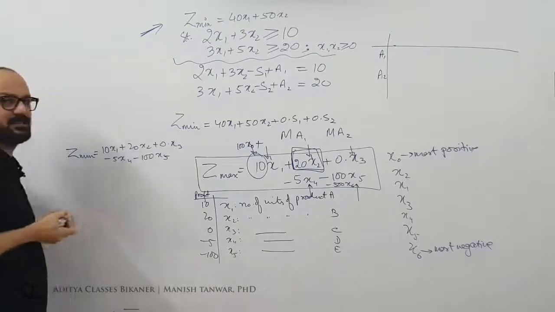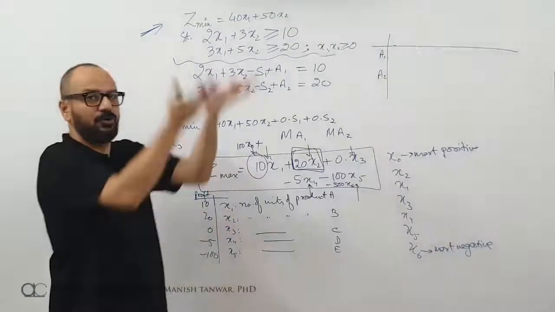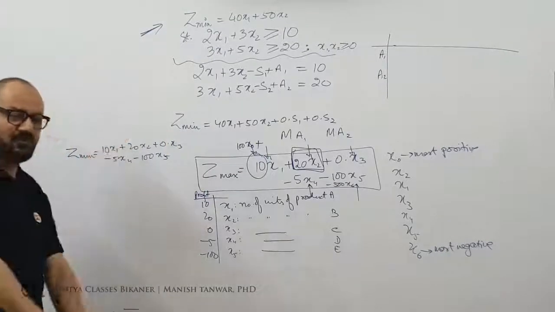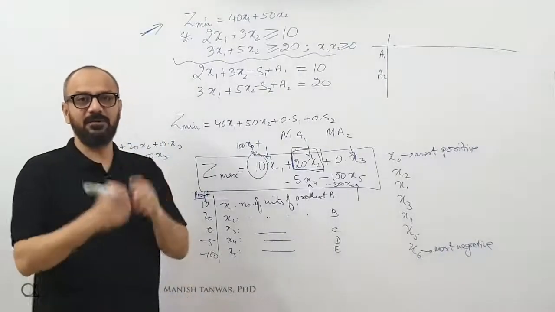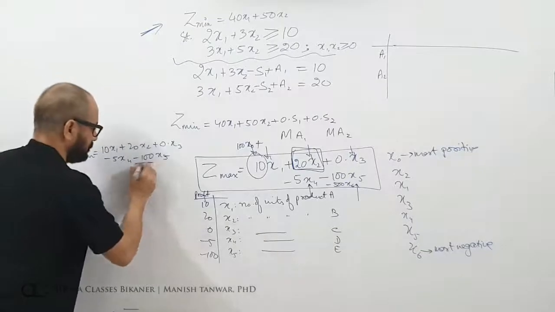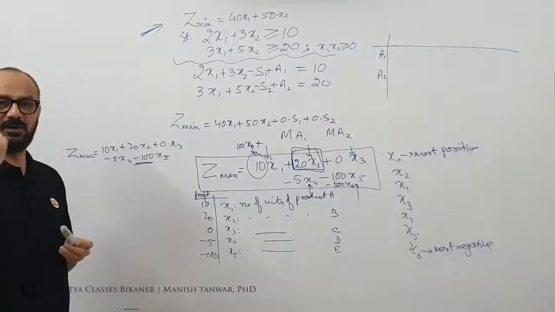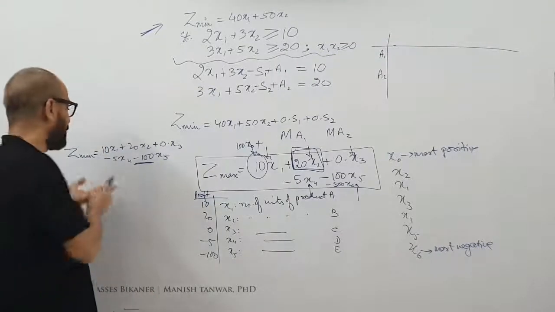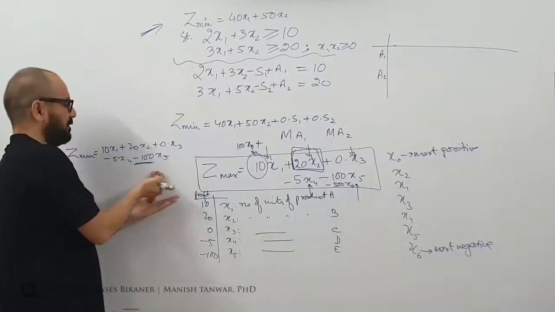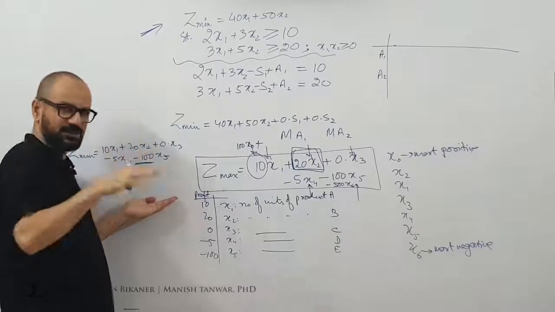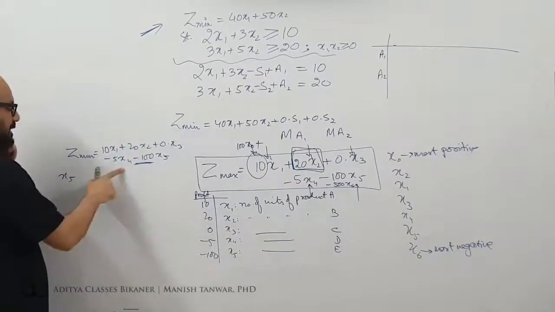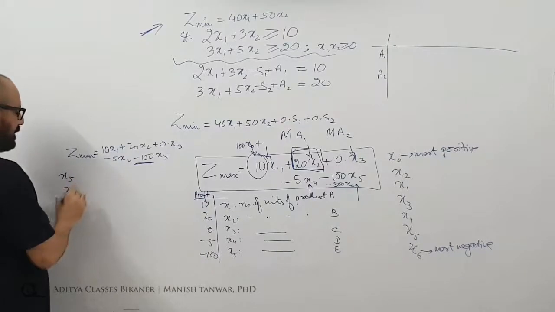If it were a minimization problem, here I needed it to be maximum. If it is a minimization problem, I would love to have minimum value. Who will be my first choice? Because 1 unit of x5 will take me to minus 100. This time I am trying to minimize my solution. This will give me the least possible solution. So, my first choice becomes x5. Second choice would be x4.